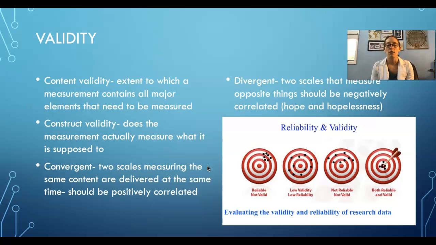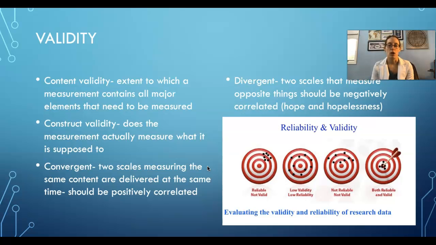Convergent means 2 scales measuring the same content are delivered at the same time. And if that's the case, they should be positively correlated, right? So if the scales are convergent, that means they both should be headed in the same direction. Divergent are 2 scales that measure opposite things, and they should be negatively correlated. So if I'm measuring hope and hopelessness, then one should be higher and the other should be lower.